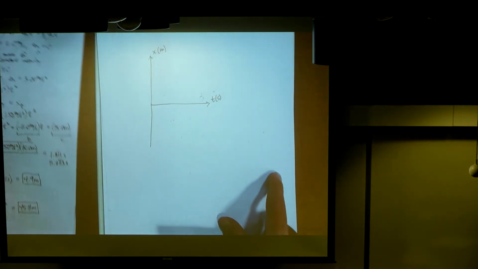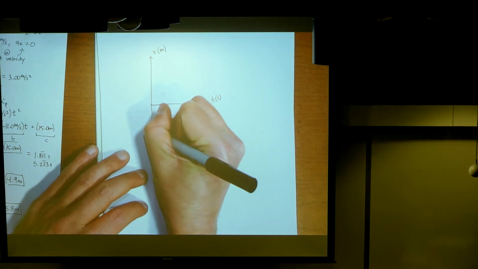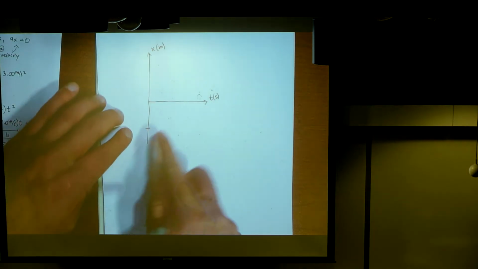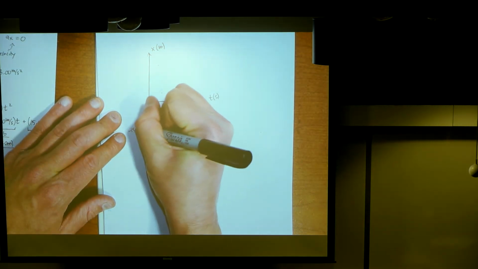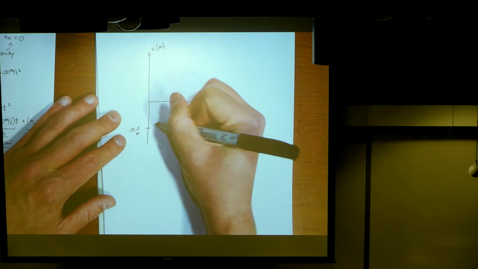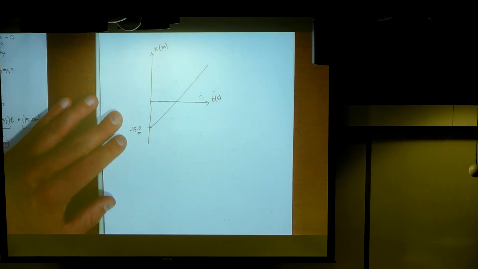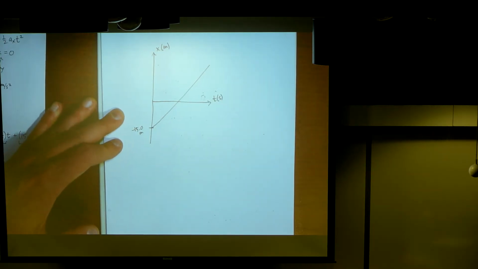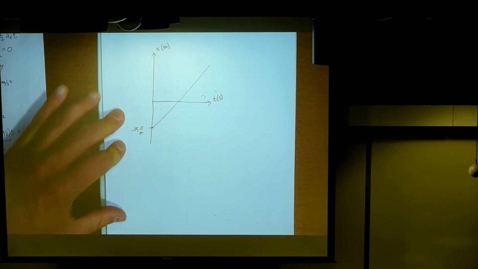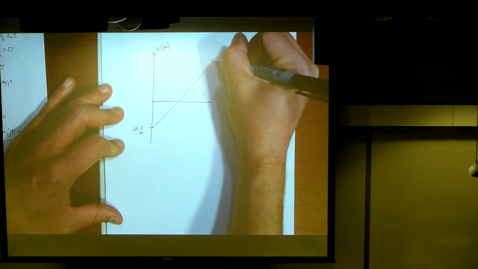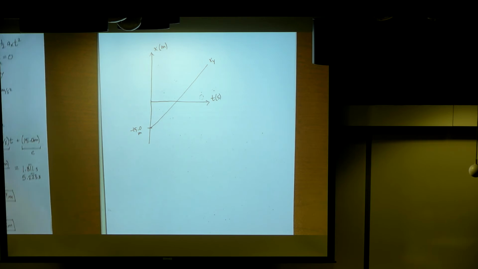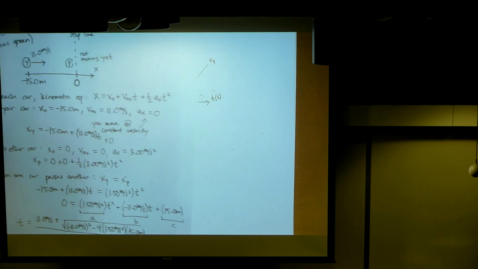Okay, so for your motion, you start down here at minus 15 meters, but you're traveling in the positive direction at a constant speed. So it looks just like this when we graph your motion, okay? So that would be the motion of your car. What about for the other car?